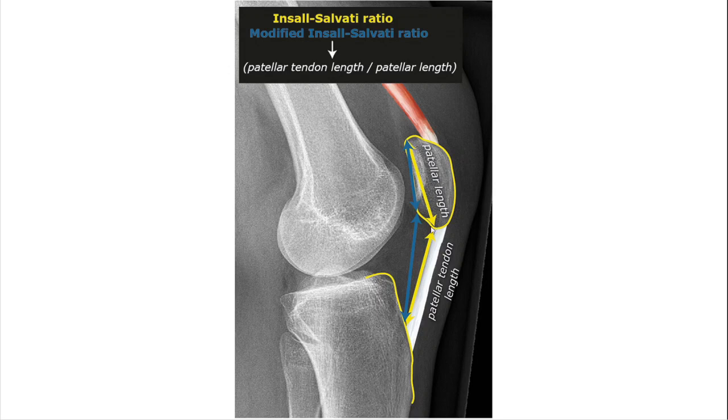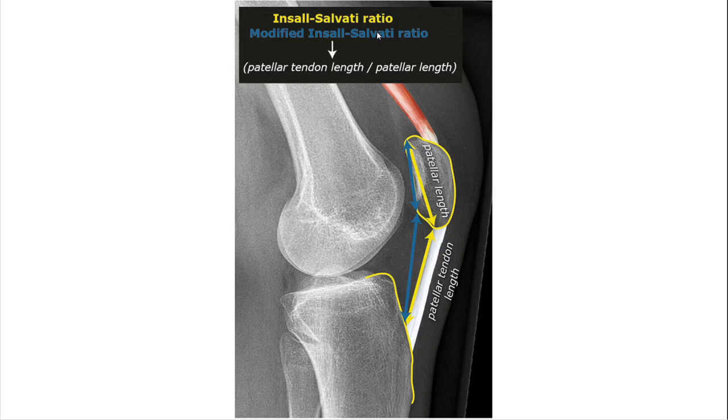However, now this has been modified. The modified Insall-Salvati ratio uses the patellar tendon length from the tibial tuberosity up to the upper end of the non-articular part of the posterior surface of the patella. So this length has slightly increased, whereas the length of the patella is measured as the length of the articular surface of the patella, so it is slightly decreased.